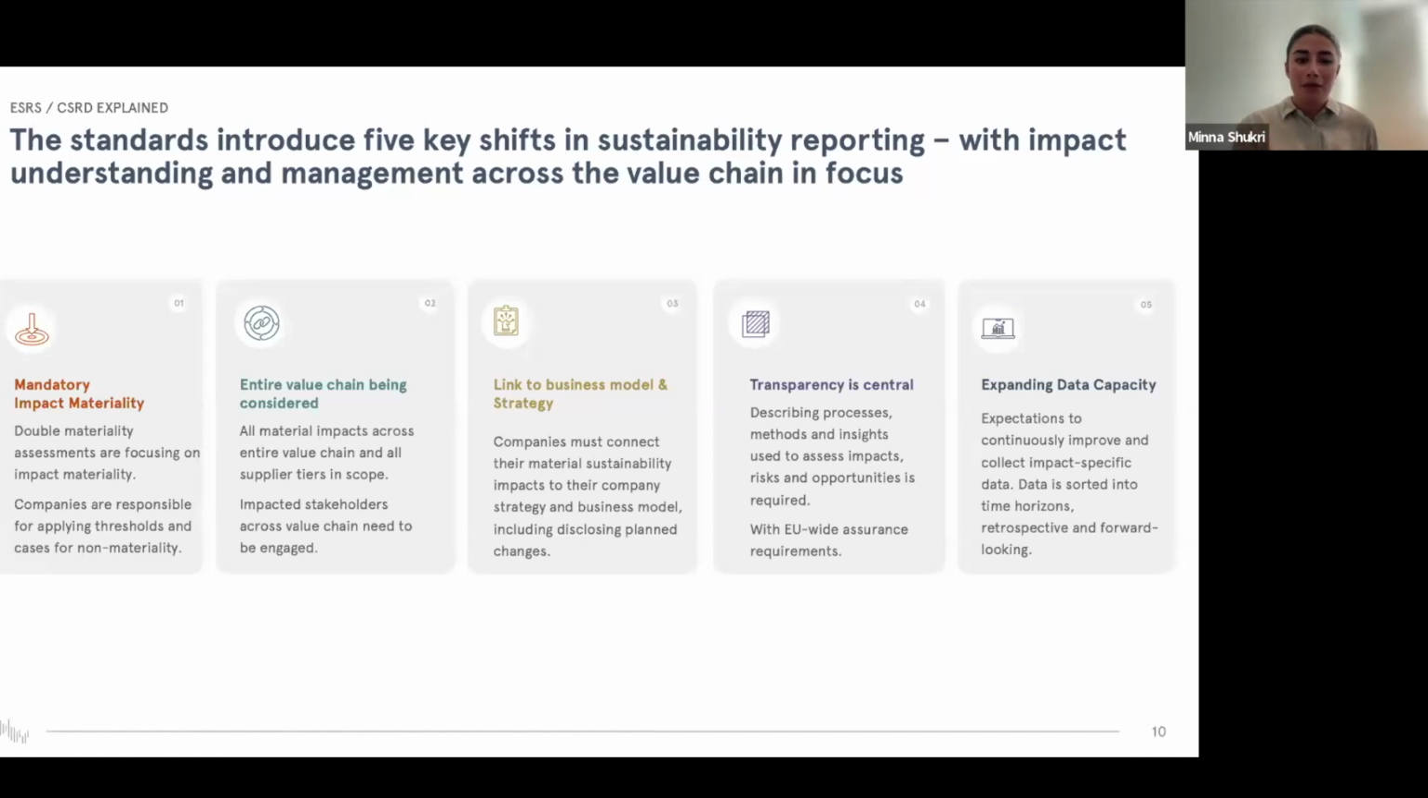Then you have to link all of the material topics to your business model and your strategy. And then we have step number 4, which is really a key element. It's about transparency, and the CSRD is really pushing for more transparent reporting. And lastly, it will require a big expansion of the current data availability for almost all European companies.